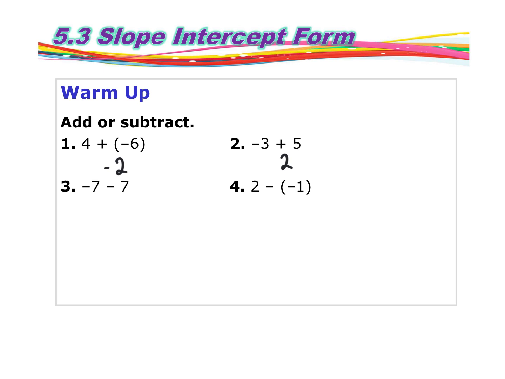For 3 we have negative 7 minus 7. These two are negative, so same sign we add. We're going to keep the sign. It's going to be negative 14.